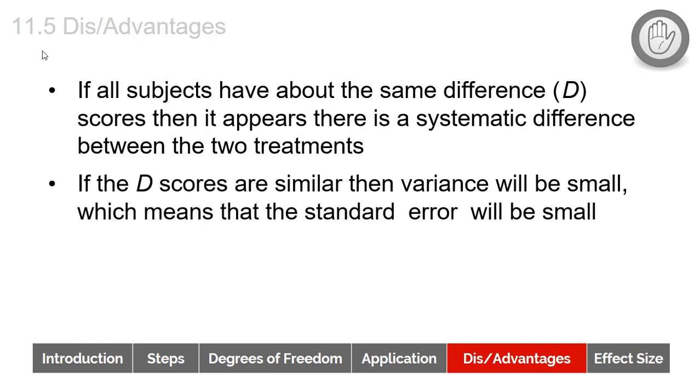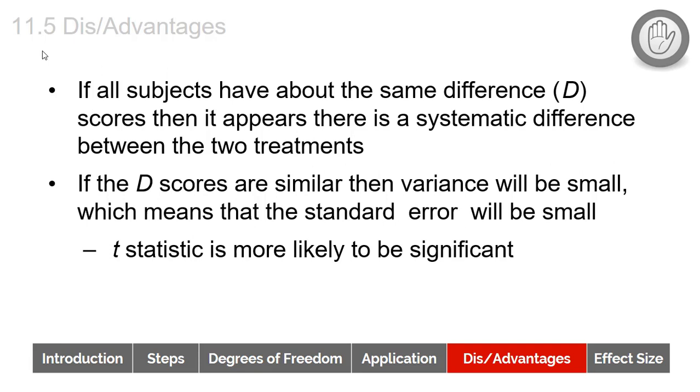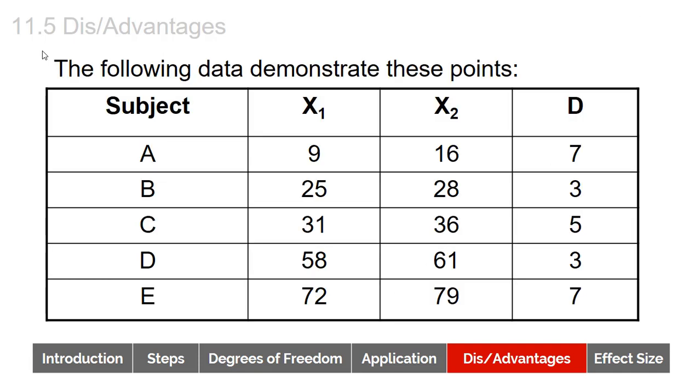If the D scores, the difference scores, are similar, that means smaller variance, which means standard error is small, and that leads to the greater likelihood that a t-statistic will be significant. So I'm going to show you some data to demonstrate these points. As you look at these data, we have 5 subjects and we have the score on measure 1 and measure 2, time 1 and time 2.